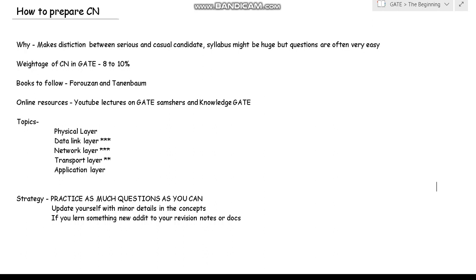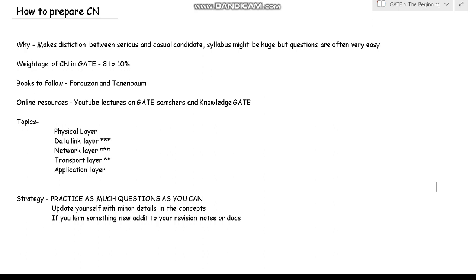Now in the data link layer, you will have stop and wait, go back N and selective repeat protocols, then CSMA/CD, bit stuffing, byte stuffing. These are all the important topics, and most of the time the questions will be related to these topics. There is not much variation you will see, right? So be thorough with these concepts and try to solve as many questions of the data link layer as you can.